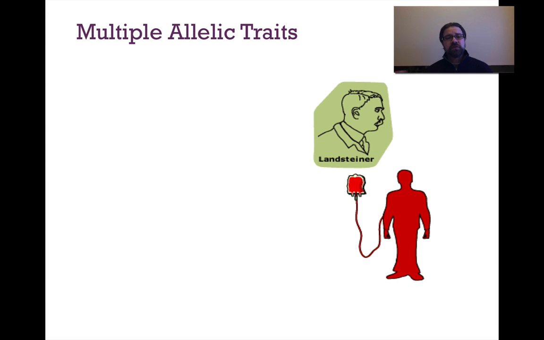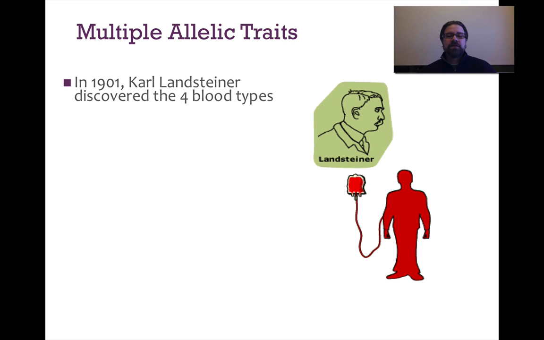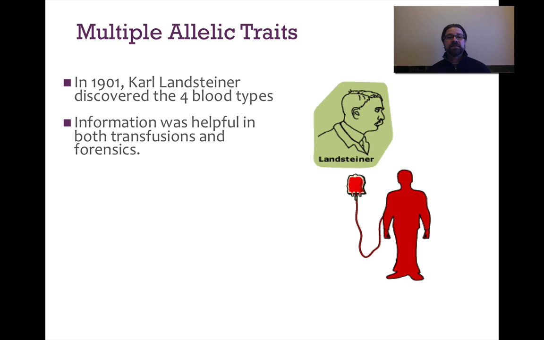So first we'll take a look at multiple allelic traits. And what that means is you have more than one allele that codes for something. About 100 years ago, a man named Carl Landsteiner discovered that there are four blood types in humans. Now, of course, this is going to help quite a bit when you are performing a transfusion for someone who has lost a lot of blood.